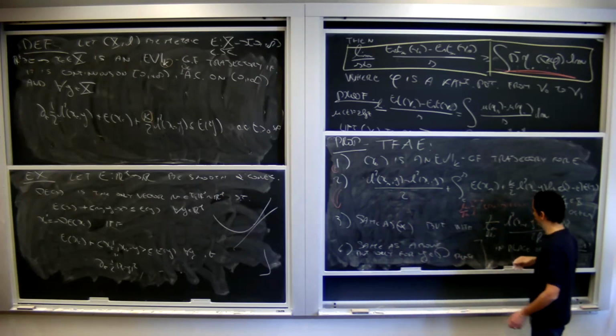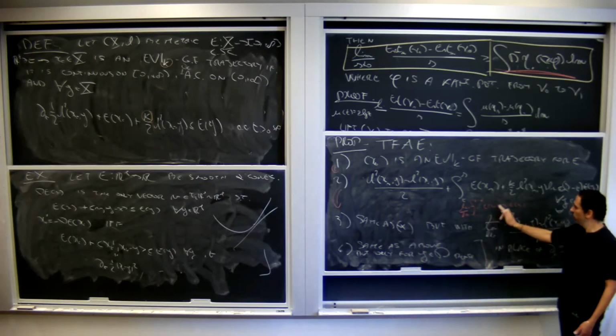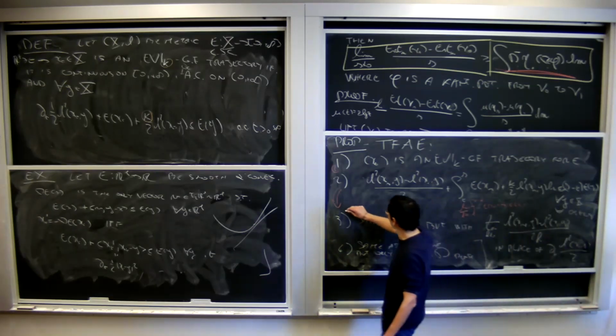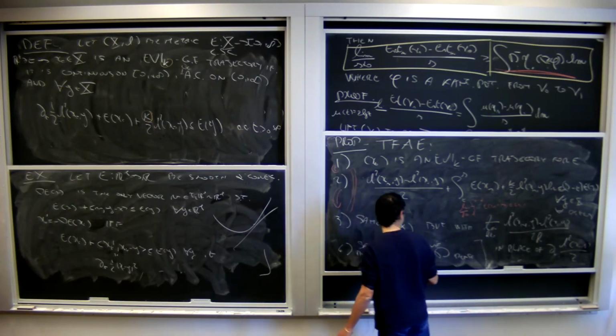Actually, you don't even need Fatou, sorry. You just need the lower semi-continuity of e. That goes, and you get this. Now, the fact that 3 implies 1 is obvious, right?